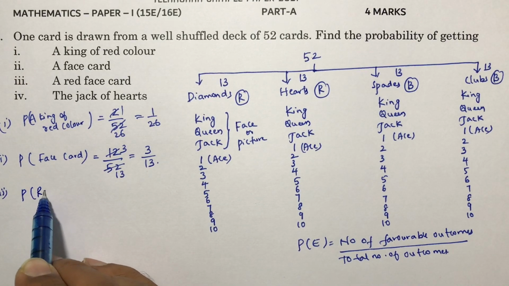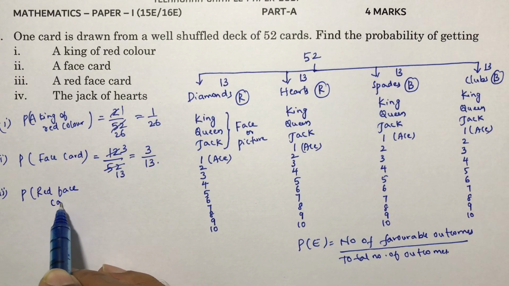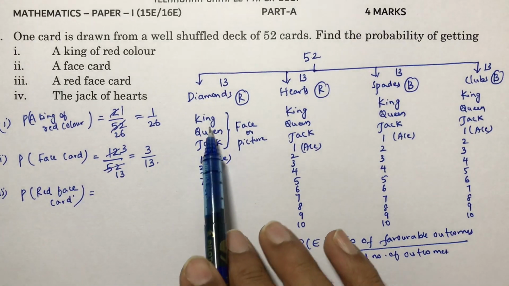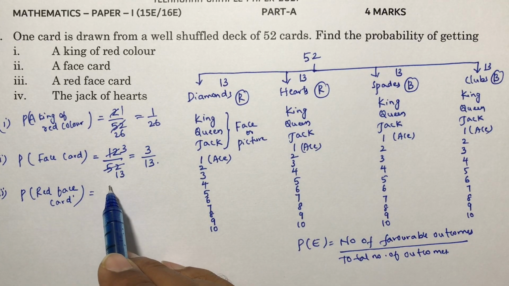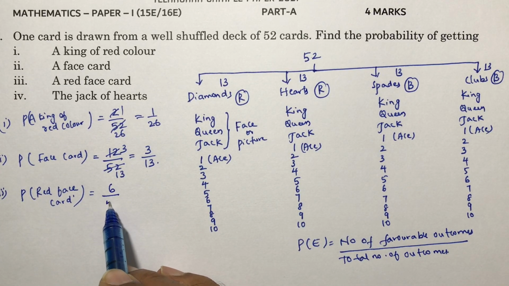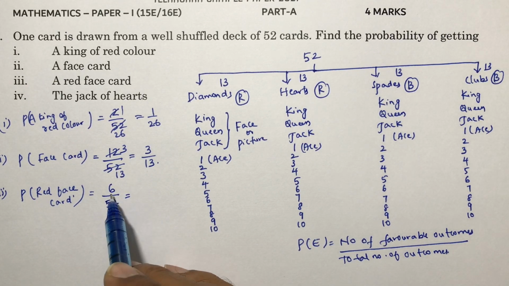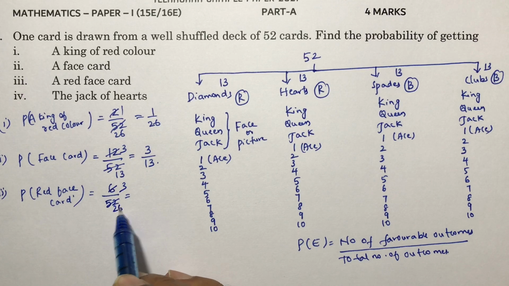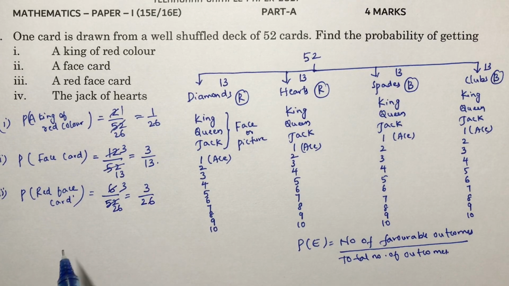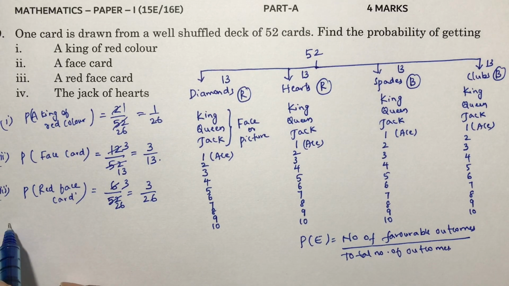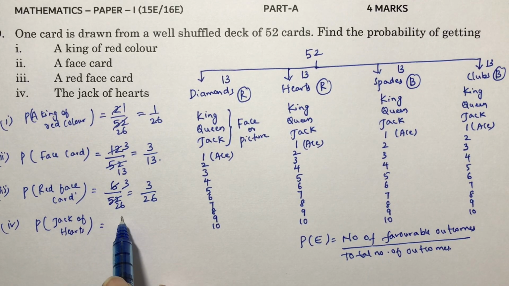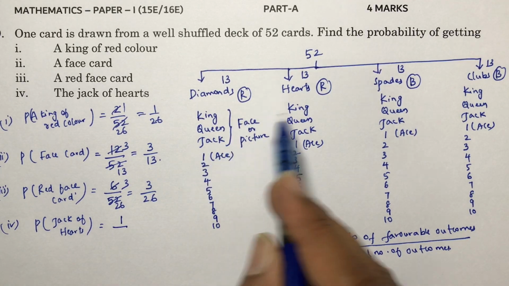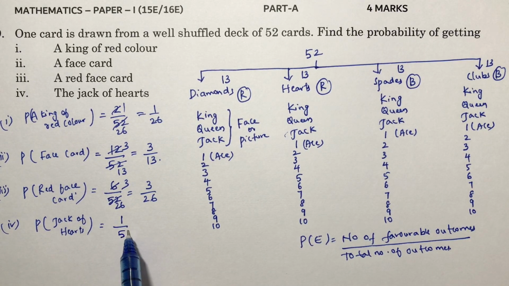Next, probability of a red color face card. See children, these are the 3 red color and here 3, because diamonds and hearts are red color. So red color face cards are 6 by 52. That is 2 3s, 2 26s, so 3 by 26. Now the fourth question, probability of jack of hearts. So how many jacks do we have in hearts? Only 1. Only 1 jack in hearts, out of 52.